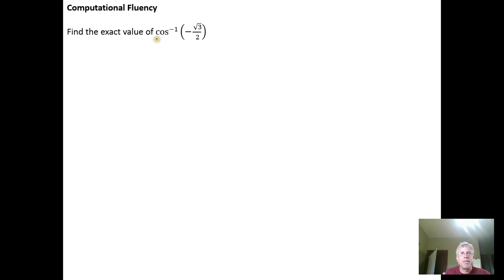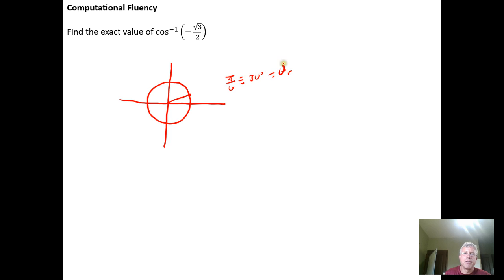This next one says find the exact value of the cosine inverse of negative root 3 over 2. So again, I probably want to establish a unit circle, and on the unit circle I want to identify what is the reference angle in quadrant 1 that's associated with this ratio, and it's going to be pi over 6 radians or 30 degrees. It's going to be my reference angle, so call it theta r. And the ordered pair there is root 3 over 2 comma 1/2.